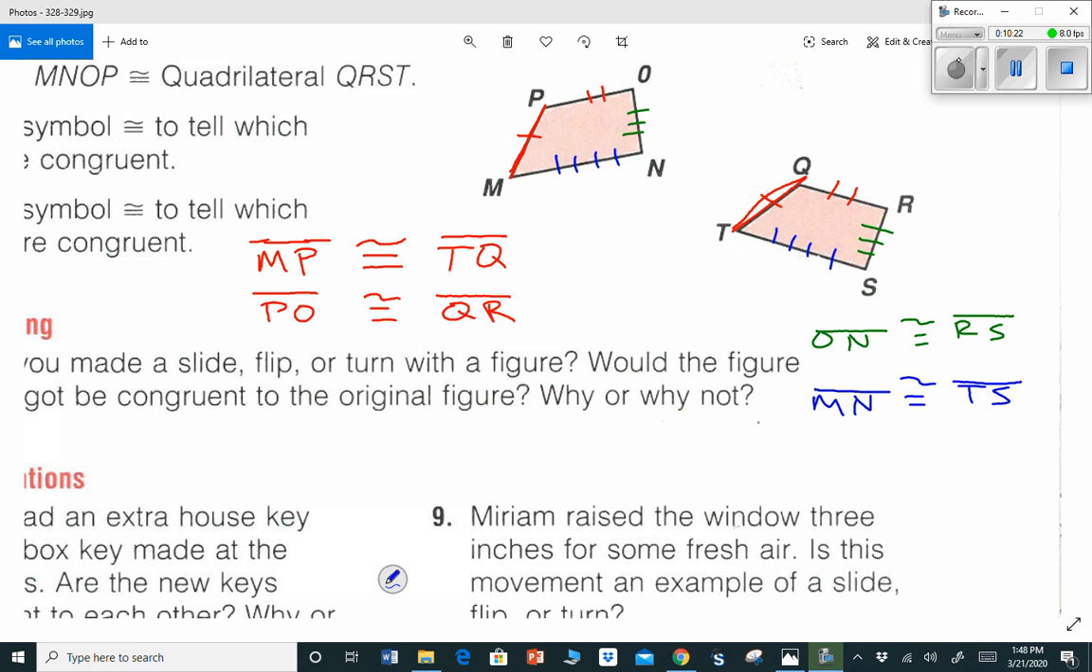Okay, so your other two answers are right here. Line segment ON is congruent to line segment RS, and line segment MN is congruent to line segment TS.